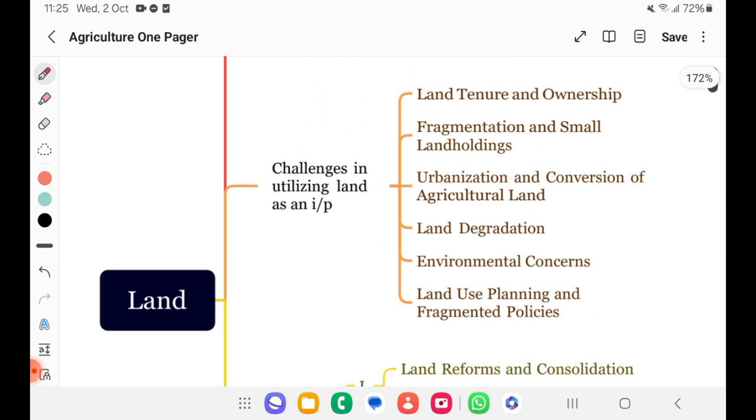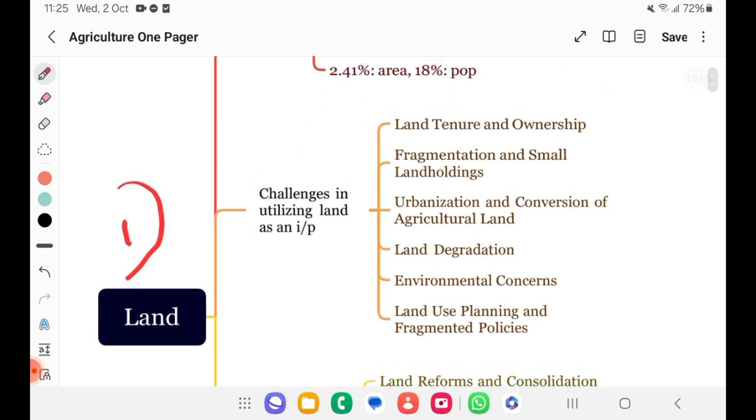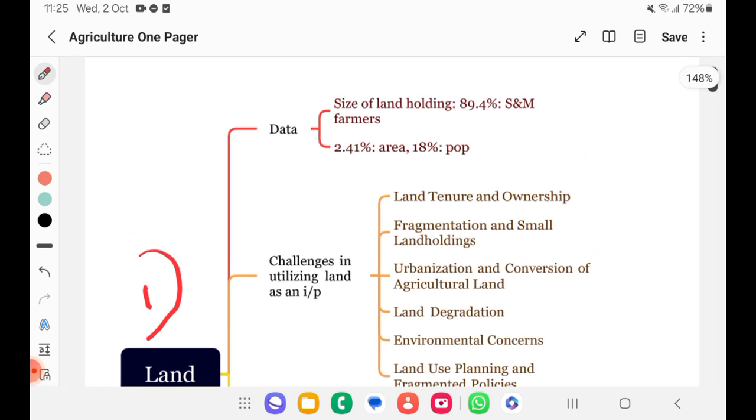Then we start going one by one. First input was land, so we'll see land. It is a kind of revision and practice session moving forward. You can't know every data point, but know one or two data points and know 3 or 4 schemes for every input and every aspect of agriculture. If you are done with it, your purpose is done in scoring great marks.